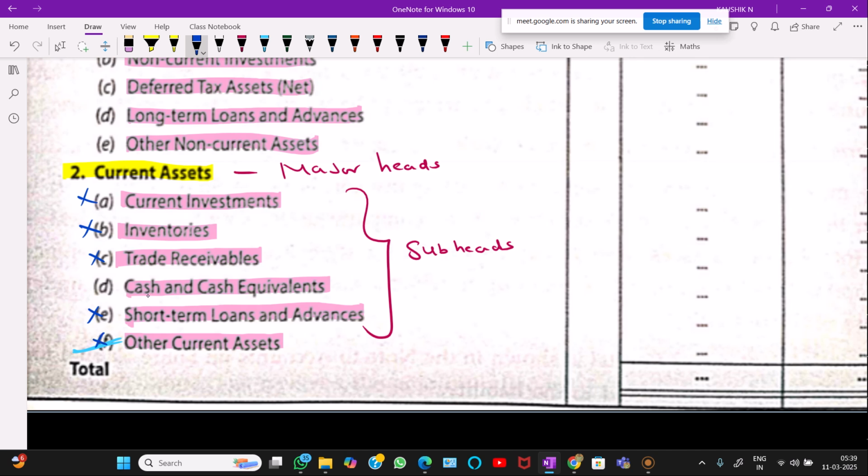So you have something called cash and cash equivalents. What does it mean? Cash and cash equivalents is the cash in hand. Make a note of it. Cash and cash equivalents is nothing but cash in hand, cash at bank. Next, drafts. Drafts are nothing but your demand drafts, which we shortly call DD. Then government securities and even marketable securities.